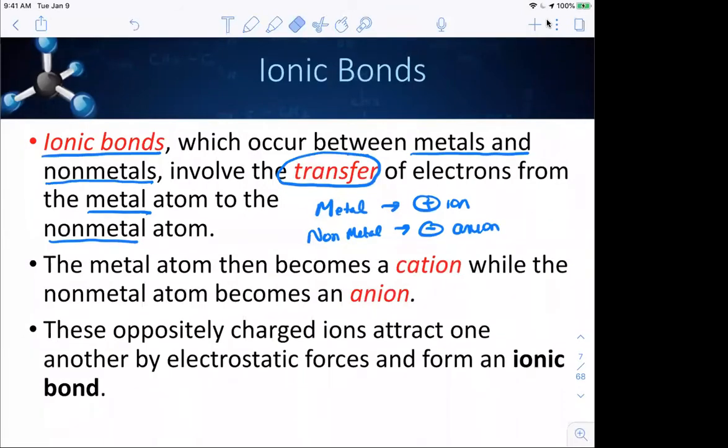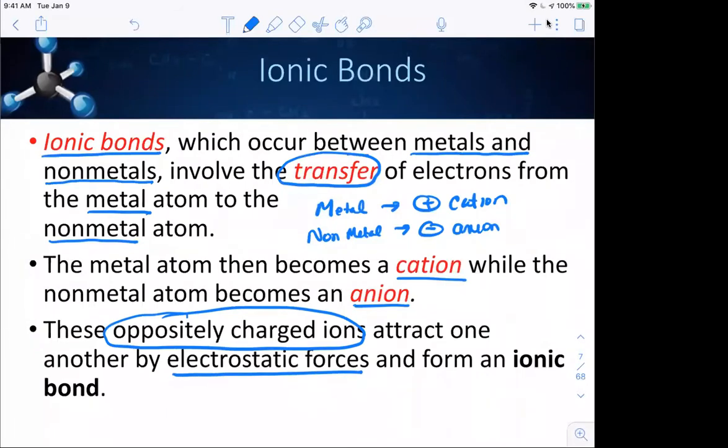This would be the positively charged ion is going to be a cation. So that metal becomes a cation because it lost negative charge, it lost electrons. So now I have more protons than electrons. The nonmetal becomes an anion because now it gained negative charge. It has more electrons than it has protons. Now I have these oppositely charged ions that are held together. Remember, opposite charges attract, and that's how I form my ionic bond.